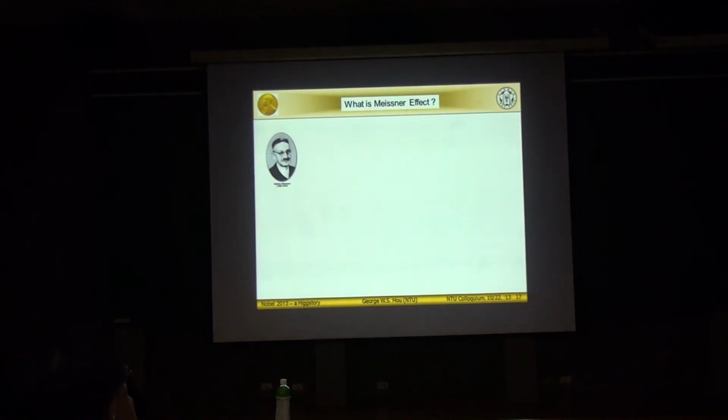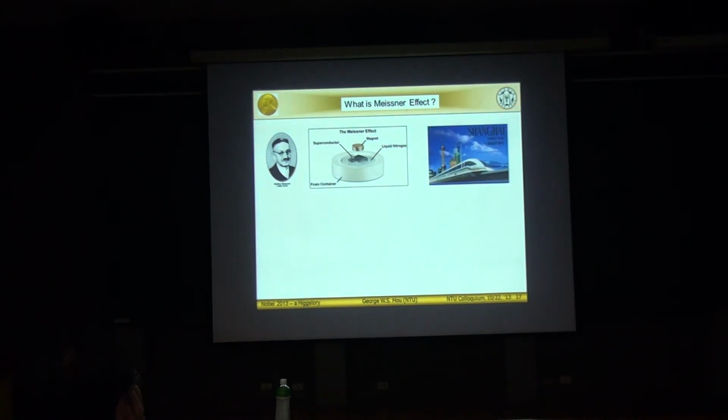Now I play a joke. What is the Meissner effect? It's the effect due to Mr. Meissner. Got it? Okay, that's not very good. They're not satisfied. The Meissner effect is kind of a maglev phenomenon. You have a piece of superconductor, then a magnet, well, but not a very heavy one, can float above it. So this is the Shanghai maglev train.